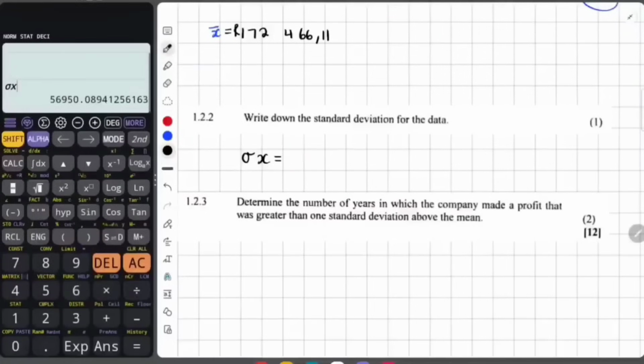So the standard deviation is 56,950 point, round off to 2 decimal places, 09 cents. Okay, so that's our standard deviation.